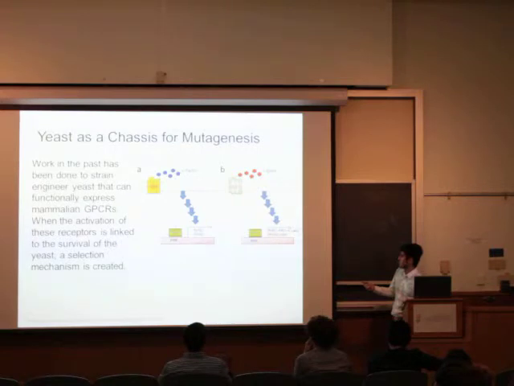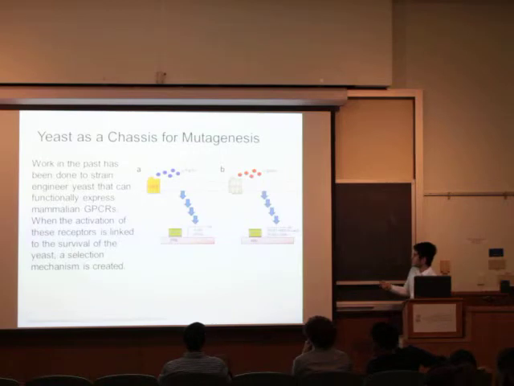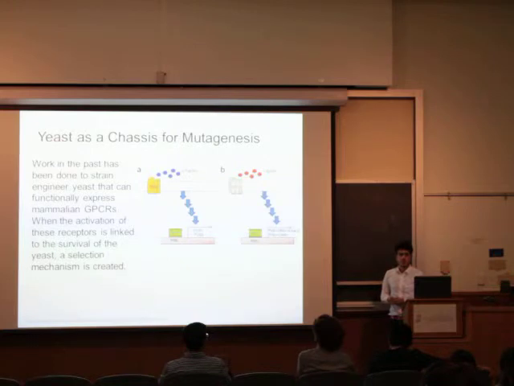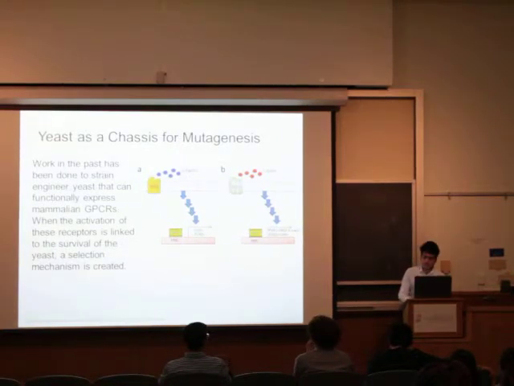This gene right here, HIS3, is an auxotrophic marker, which means that it needs to be activated in order for the yeast to survive, provided you have the correct conditions. So by linking the survival of the yeast to the activity of the GPCR pathway, you create a system by which you can actually select for GPCR activity, and you can do directed evolution.